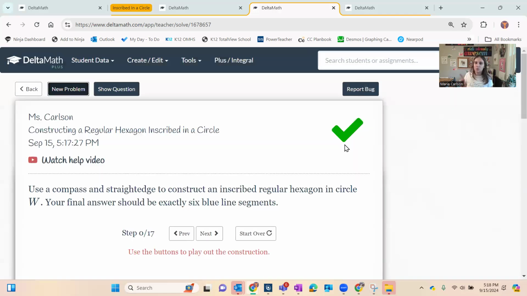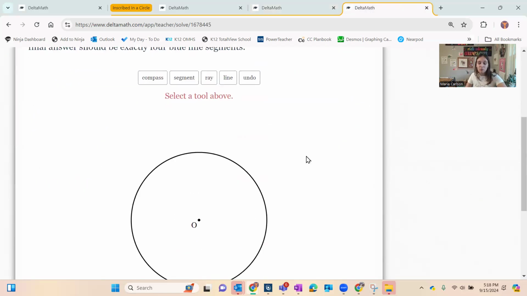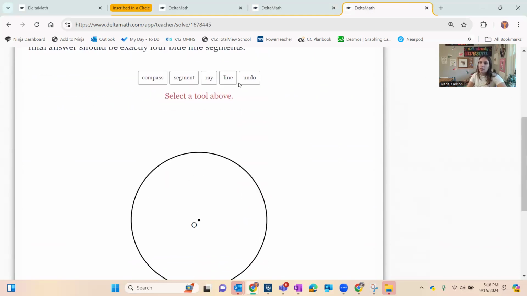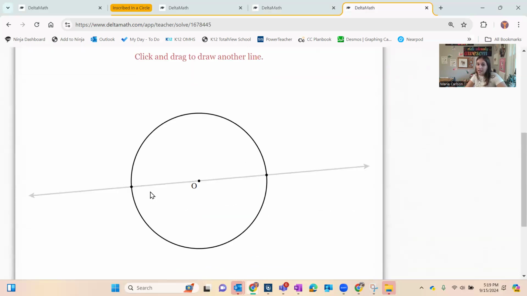All right, last one is the square. And the square is a little bit different. I like the square. The square is nice. Really, what we are going to do here, we're going to begin by drawing the diameter of our circle. So I'm actually just going to use my line tool to construct a line through point O, the center, to anywhere on the circle's edge. And then you'll notice that this diameter is formed.